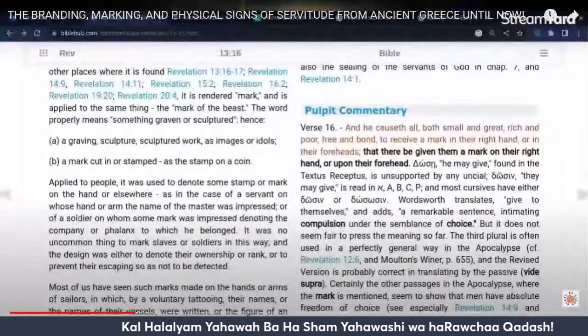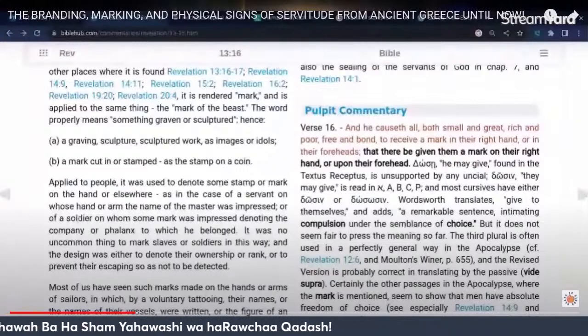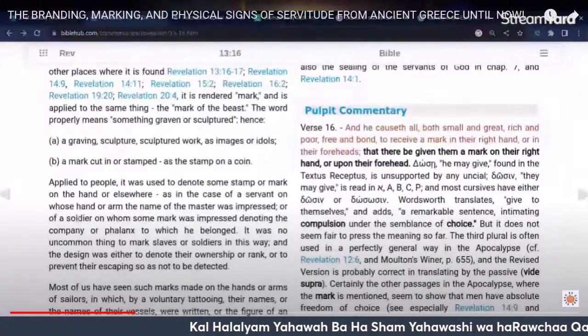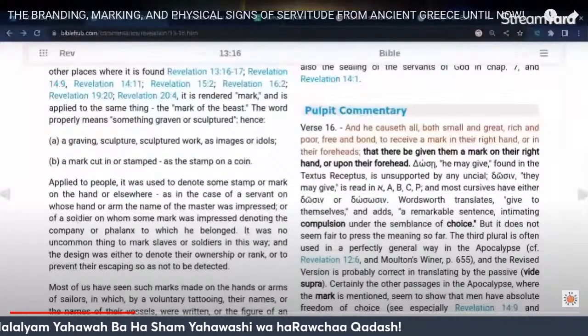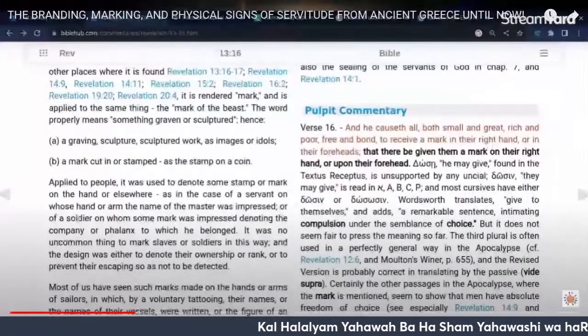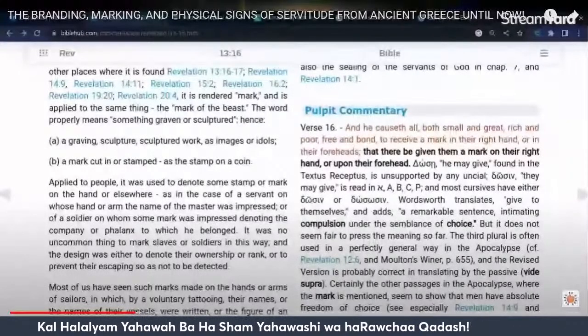It says applied to people, it was used to denote some stamp or mark on their hand or elsewhere, as in the case of a servant on whose hand or arm the name of the master was impressed, or of a soldier on whom some mark was impressed denoting the company or the phalanx to which he belonged. It was no uncommon thing to mark slaves or soldiers in this way. So it's not uncommon. So let's take that not uncommon way of the ancient world and bring it back, because that's what they're doing. They're bringing back that ancient way.